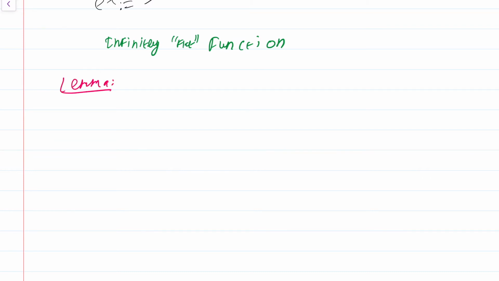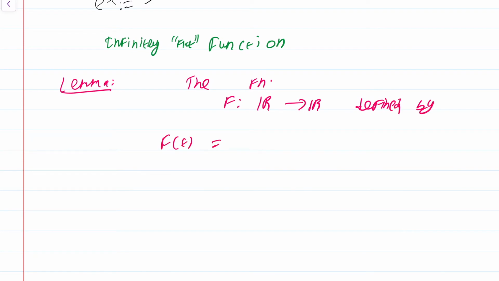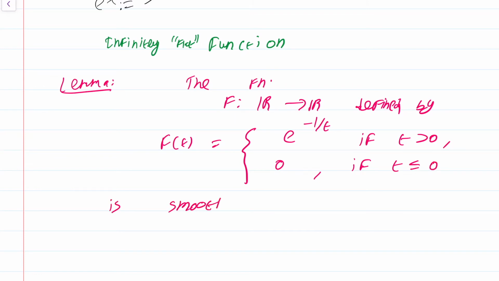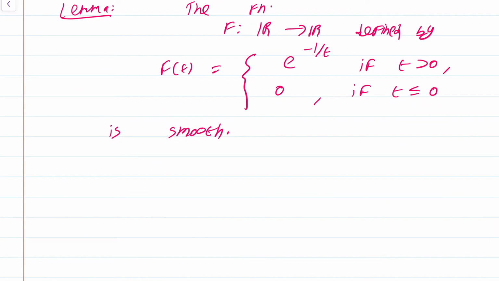Lemma. The function f from R to R defined by f of t is equal to e power minus 1 by t if t is greater than 0, and 0 if t is less than or equal to 0, is smooth. Okay, this function, which is defined in two pieces as e power minus 1 by t if t is greater than 0 and 0 if t is less than or equal to 0, is actually a smooth function.